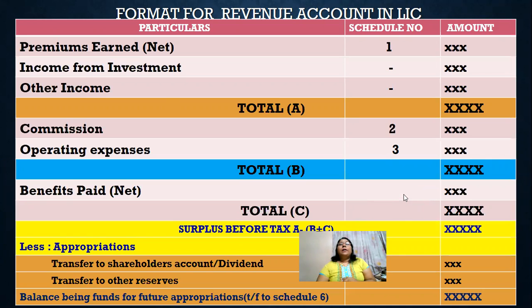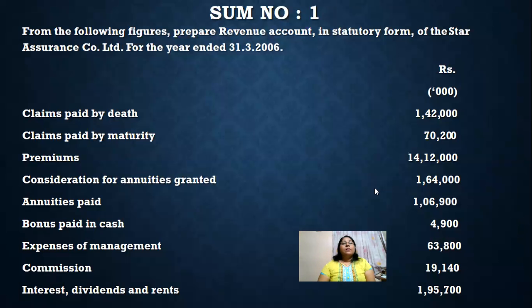Okay. So here I will check into that. Benefits paid is the fourth schedule. I forgot to mention it. Please add and show schedule number 4 for benefits paid. Okay. So we'll look into each and every item.